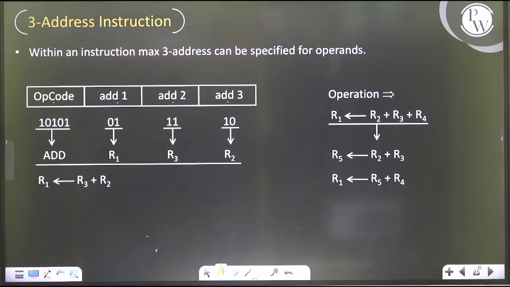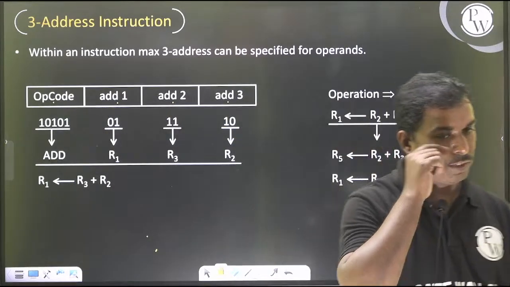Note करो बेटा. Or if you please note down, make a note of these points. Note कर दो. क्या हो गया? नोट कर दिया?